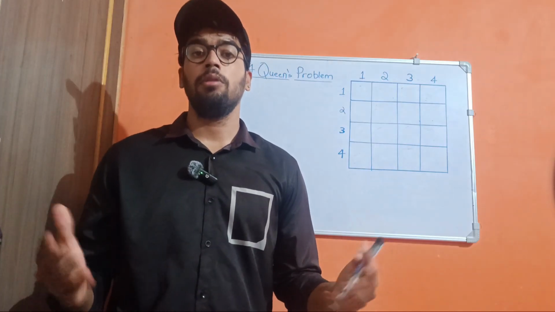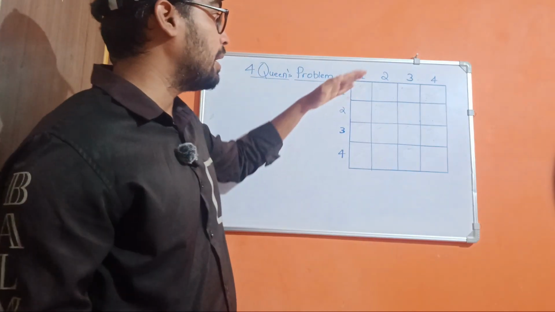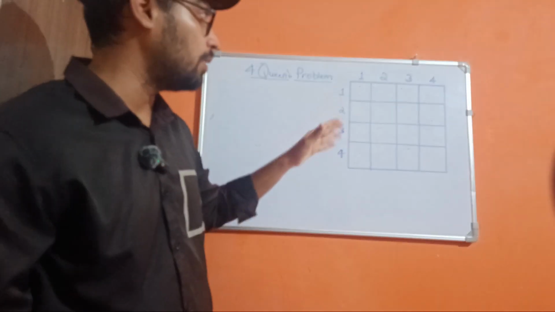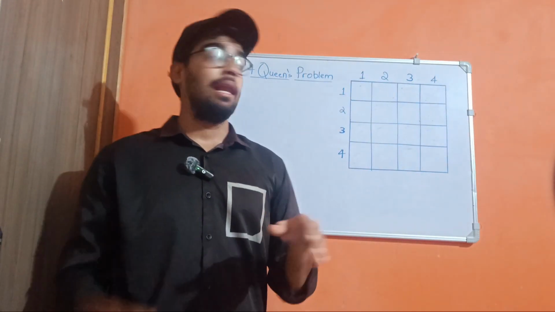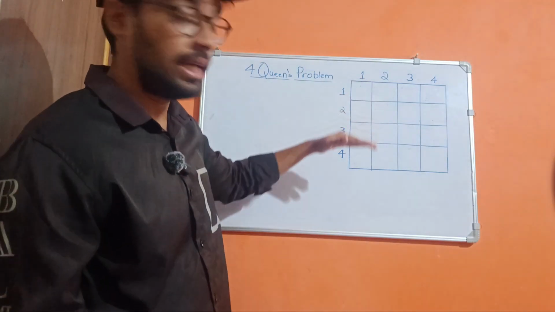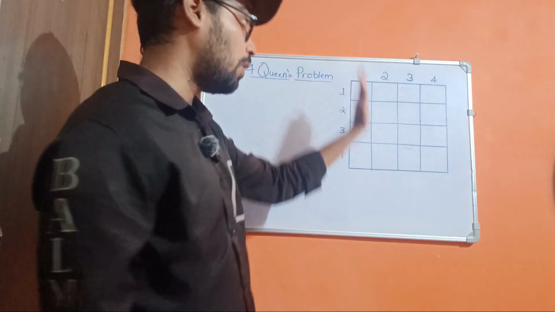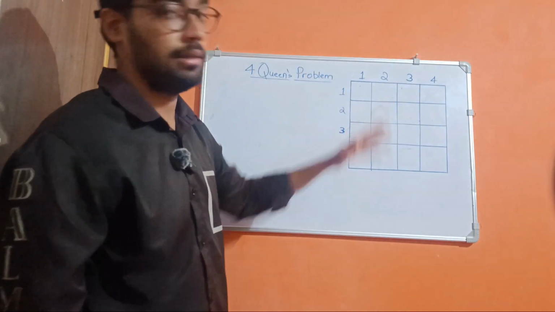The n-queen problem is a problem of placing n queens on an n by n chessboard so that no queen attacks each other. Which means no two queens should share the same row, same column, or diagonal.